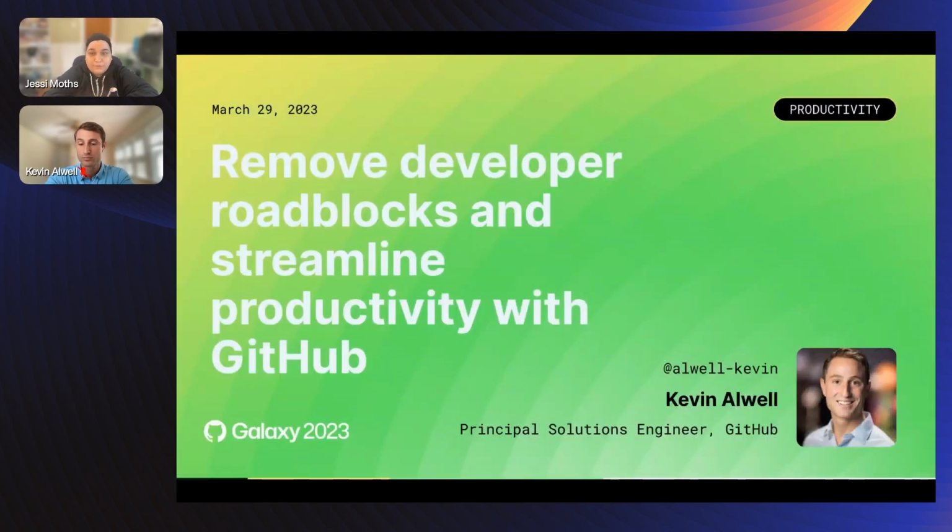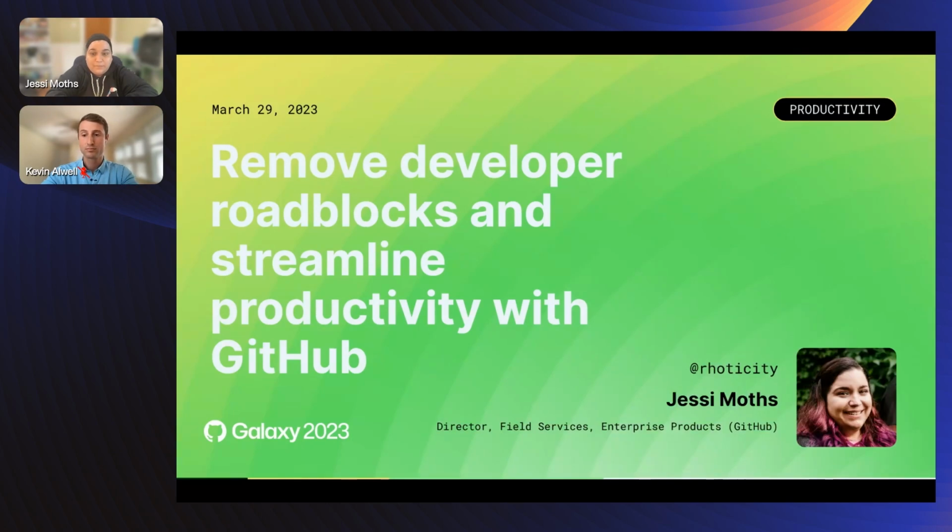All right. So with that, today we are talking about removing developer roadblocks and streamlining productivity with GitHub. I'm joined by my wonderful solutions engineering colleague, Kevin Alwell, who is a principal solutions engineer here at GitHub. He's going to be showing you a lot of functionality later on. And then I'm Jessi. I'm a director for field services enterprise products here at GitHub. So I'm going to be kicking things off with a little bit of level setting and showing you some features from sort of a product manager side of things.